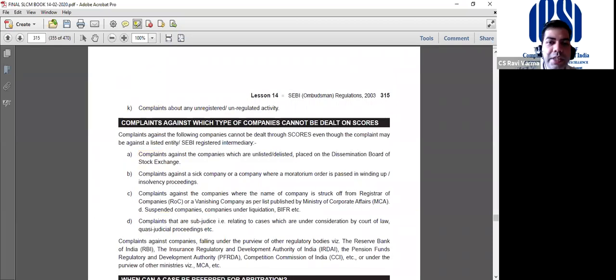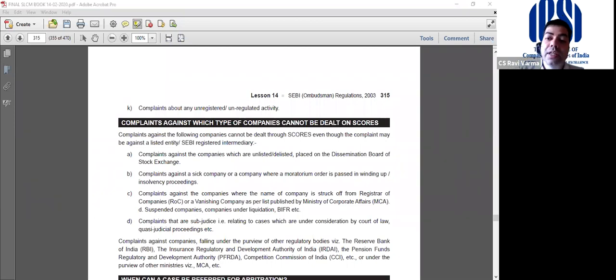Now, the next question that came is interesting. Somebody has written: if I have an arbitration clause in the investors agreement, can I invoke the arbitration clause? Yes, before going to SCORES, you can invoke the arbitration. That is better. Arbitration is about settling by talking it out. Means if a mistake happened, fine, settle it among yourselves by talking. That is a more welcome move.